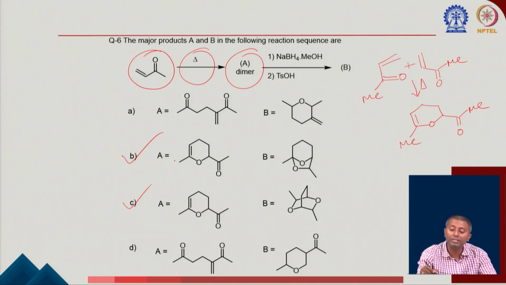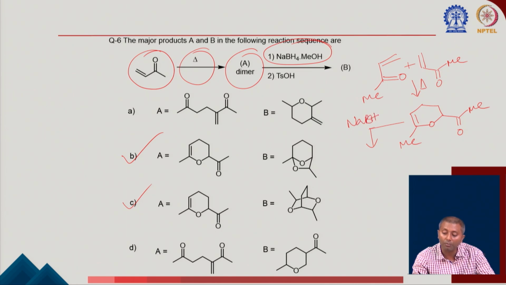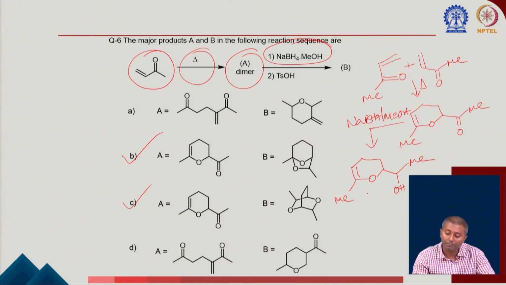Now what is going to happen? They are going to treat with sodium borohydride in methanol. So if you treat with sodium borohydride in methanol, what is going to happen? We know that sodium borohydride in methanol is going to reduce the corresponding carbonyl group. So that will give you this. Okay. Now if you treat with tosic acid. Okay. So the tosic acid will be a strong acid. What is going to happen once you have this type of vinyl ether and you have given the strong acid, then this can take a H plus.